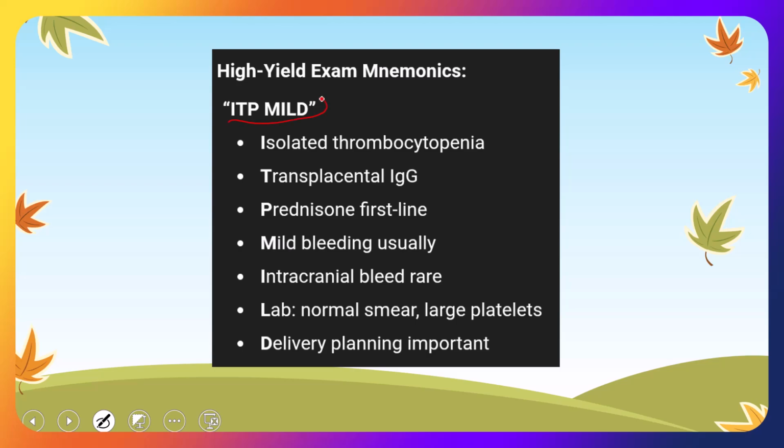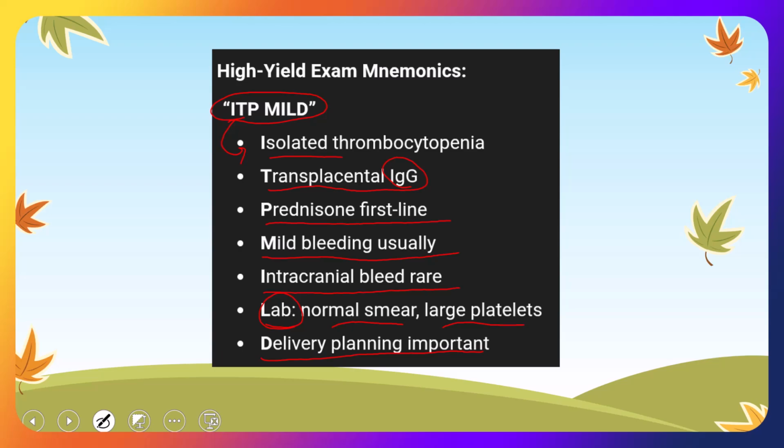So the mnemonic is ITP mild, in which I stands for isolated thrombocytopenia, T stands for transplacental IgG, and P stands for prednisolone as a first line. M is mild bleeding usually, intracranial bleeds are rare, and the lab shows normal smear, large platelets, that is megakaryocytes if we are going toward the bone marrow. And the delivery planning is important. Most importantly, the safest method is vaginal delivery, and cesarean section is done only for obstetric indications.